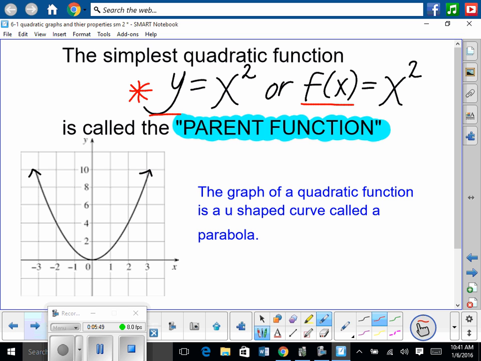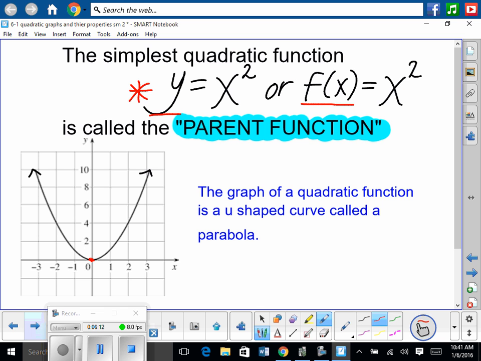Couple things to note about the parent function here. This is the most basic non-shifted quadratic function. Notice, everybody, do you see how this point right here is at 0, 0? Yeah? This is our lowest point, right? On the parent function, our vertex is going to be at, oh, you don't know the word vertex yet. We're about to get there. Your minimum value is at 0, 0. Does that make sense? Is everybody good with that?